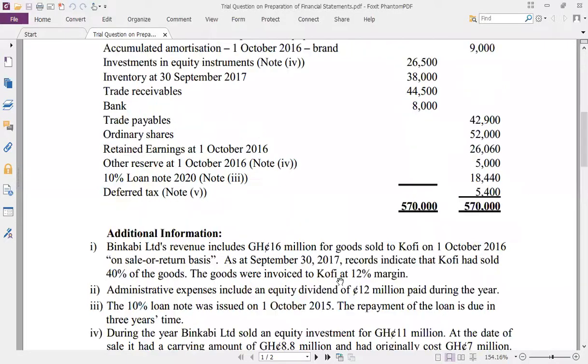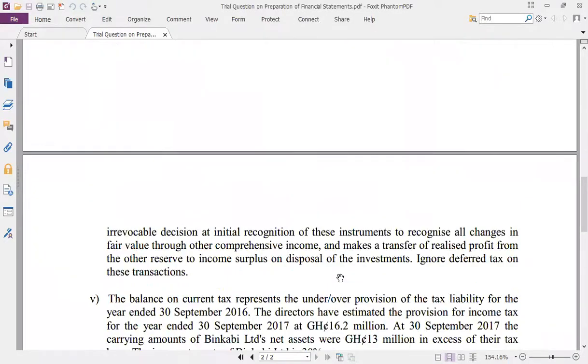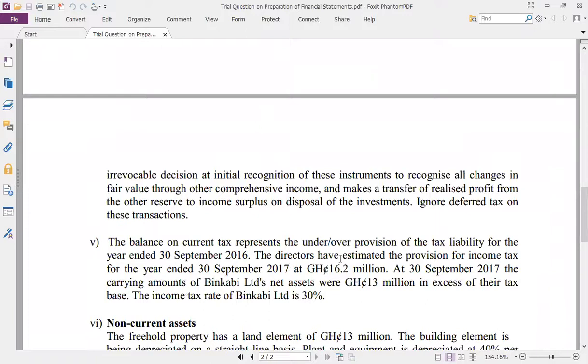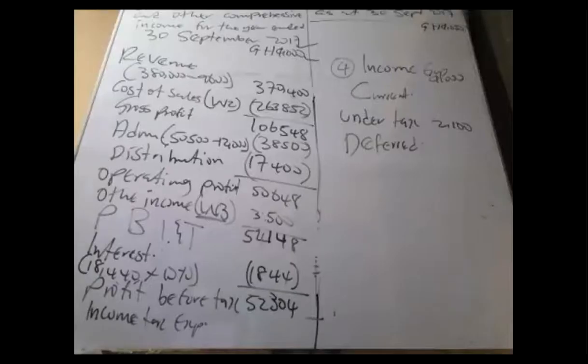I now continue further. The footnote. They're saying that the directors have estimated a provision for income tax for the year ending 30 September. This is the current year. We're reporting 30 September, so that's the current year: 16,200. Perfect. So I'm going to put it in.